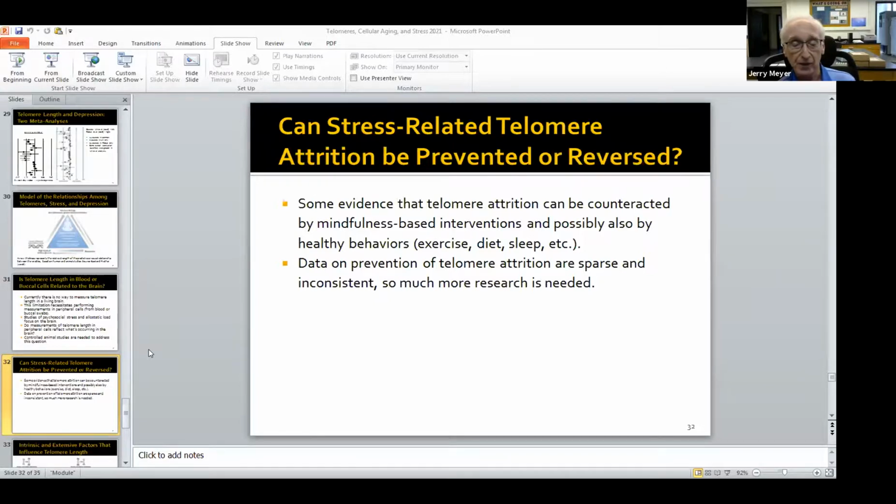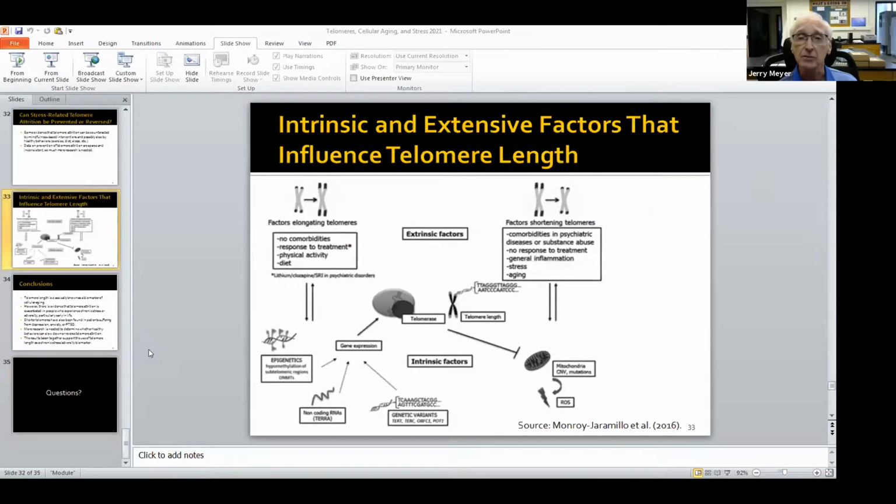So we'd like to see a lot more work done of that kind to tell us, are there best practices? Are there things that we can do in our own lives that would not only help us in other ways, all these things are good for our health in other ways, but whether this also contributes to a reduction in the rate of cellular aging as measured by telomeres.